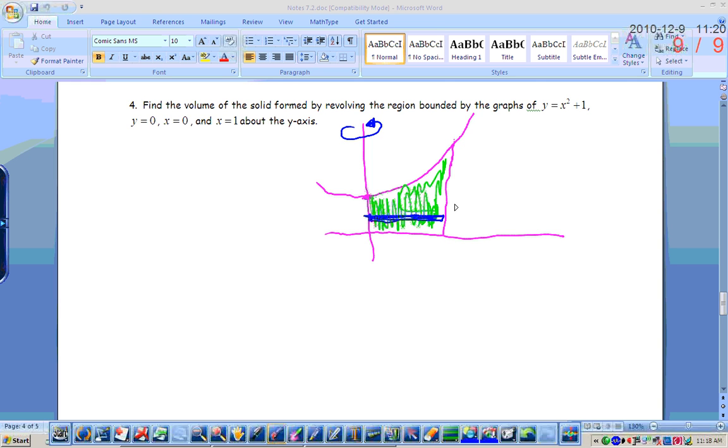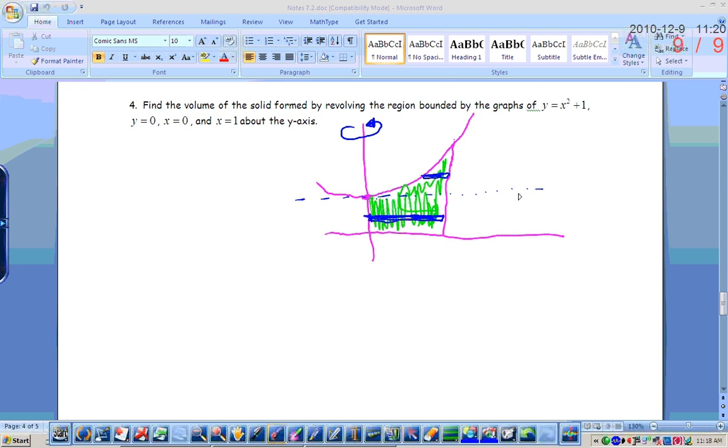You are going to have to do 2 integrals, because if you draw it down here, you've got a right minus left, but up here, you have a different right minus left.